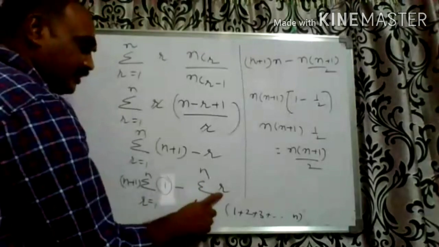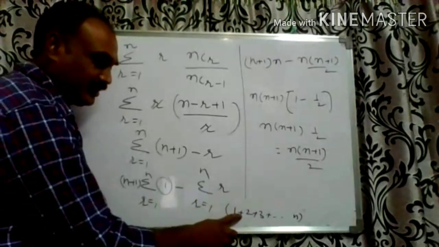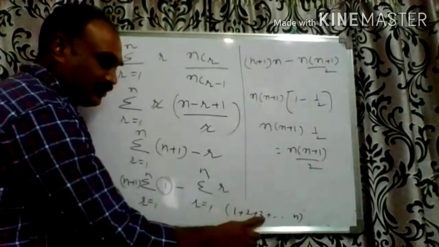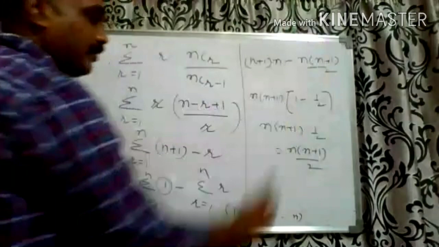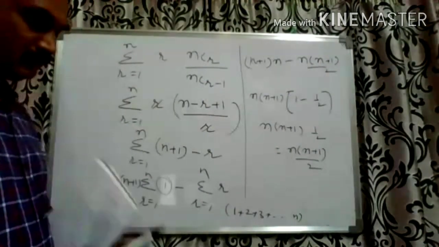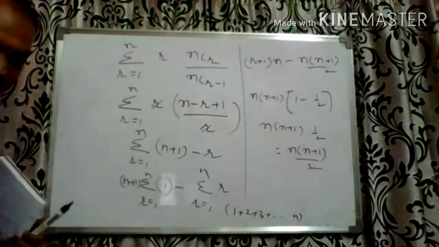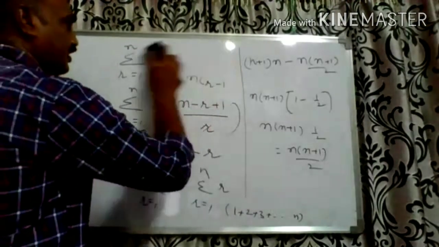R is equal to 1 to N, sigma R. Substitute R is equal to 1, 1. Sigma means plus. Next R is equal to 2, R is equal to 3, R is equal to N. Sum of first N natural numbers, formula N into N plus 1 by 2. Okay, next problem.